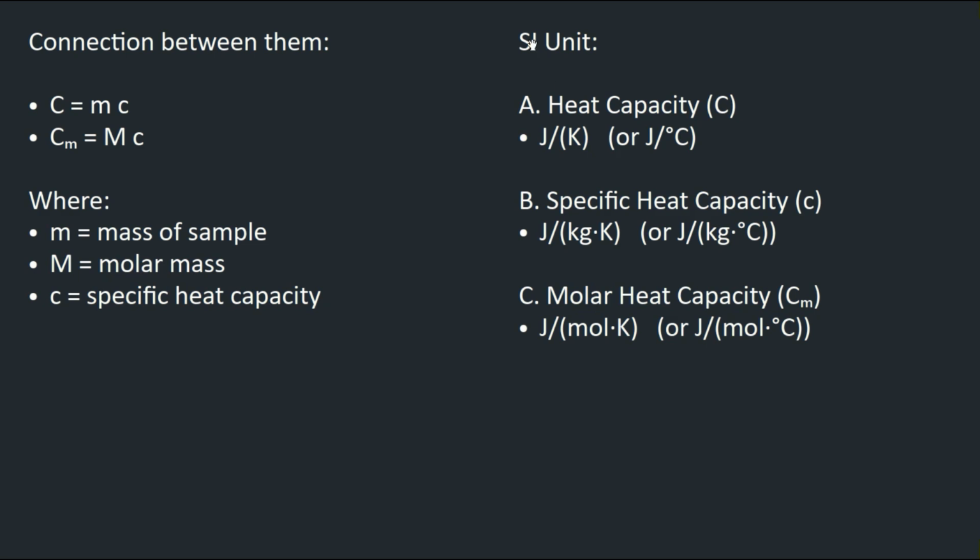Okay. So you can see the unit also reflects that. Heat capacity is joule per Kelvin, so there's no mention of mass. Specific heat capacity is joule per kg Kelvin. And molar heat capacity is, sorry, not per joule, what am I saying, joule per mole Kelvin. So here, even the SI unit reflects those two.